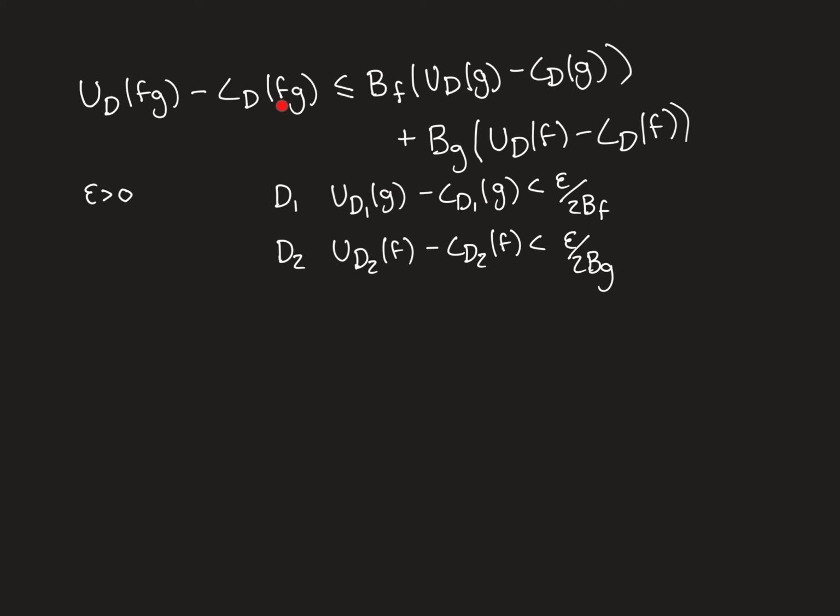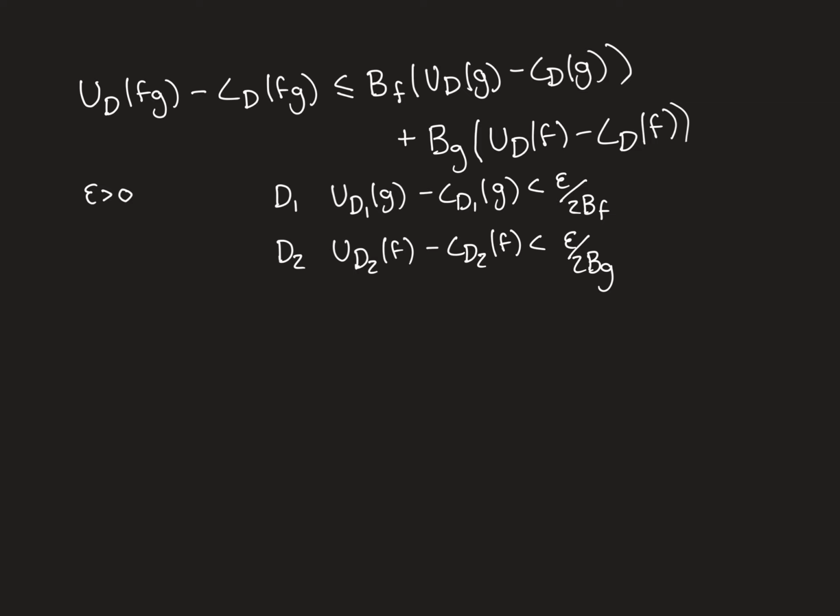We know that the difference between the upper and lower sums for the product function is less than or equal to this bound for the function f times the difference between the upper and lower sums for the individual function g, plus the bound for the function g times the difference between the upper and lower sums for the individual function f. And of course, because we know the functions f and g are both Riemann integrable over the interval ab, we know that for clever choices of dissection, we can make these differences here as small as we like.